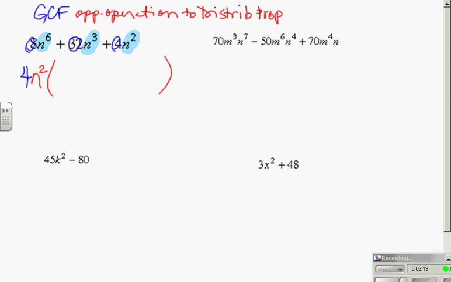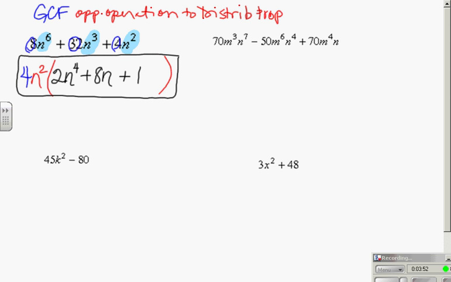So 8 divided by 4 is 2. N to the 6th divided by n squared is n to the 4th. And remember, when we divide exponents, we subtract. When we're dividing those bases, we subtract their exponents. 32 divided by 4 is 8. N cubed divided by n squared leaves n. 4 divided by 4 leaves 1. N squared divided by n squared leaves 1. And that is fully factored because there's no way to factor 2n to the 4th plus 8n plus 1.